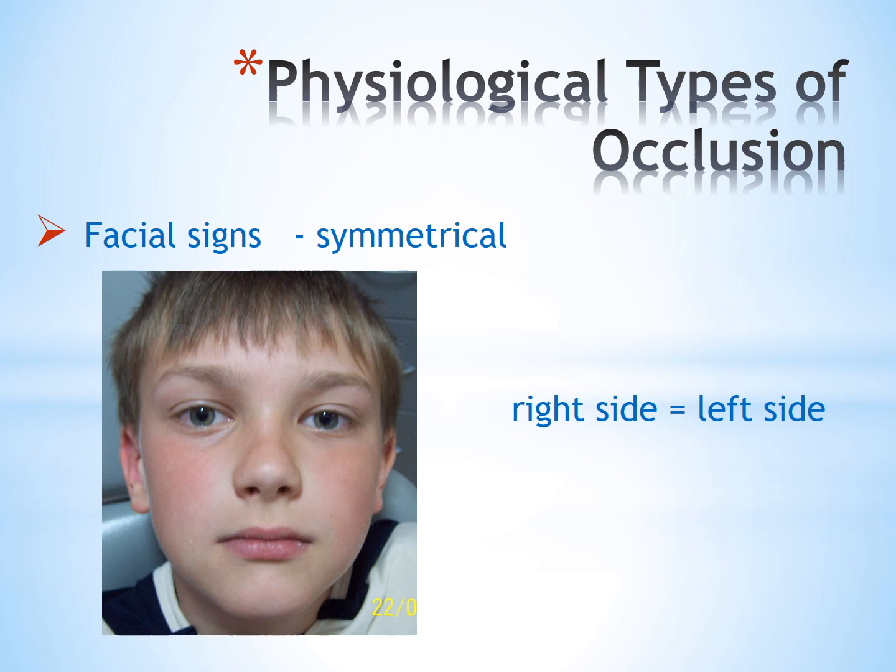What does it mean, symmetry? Symmetry is a situation when one half of one thing is the same as the opposite half. It means that the right side of the face is the same as the left side of the face.